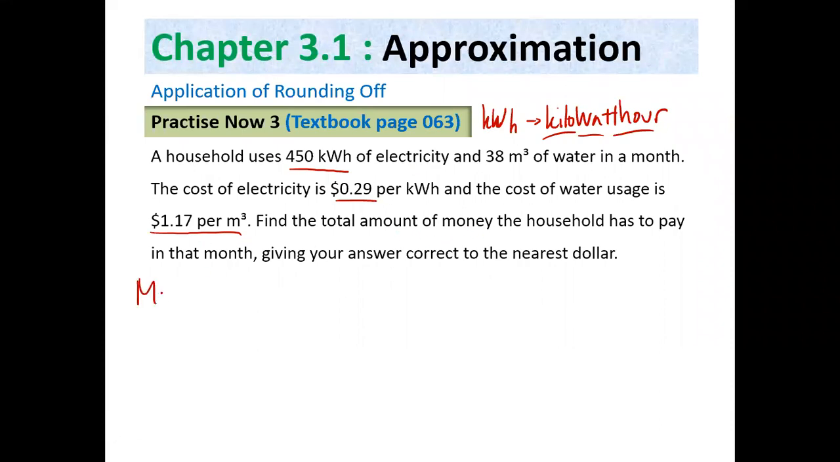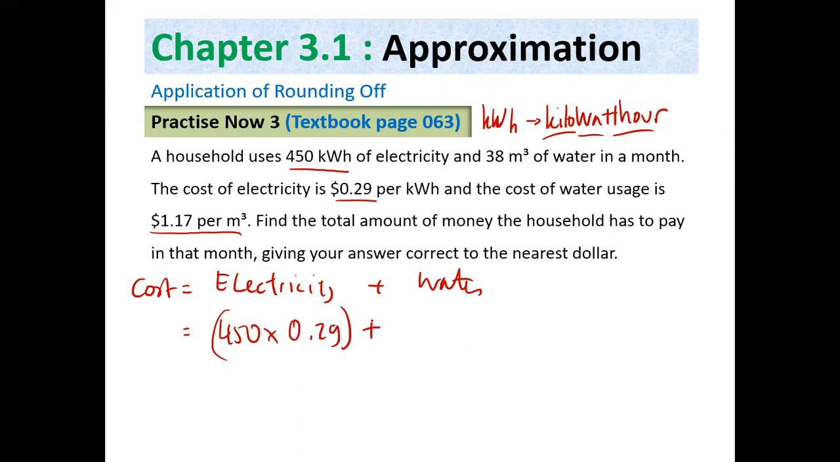Okay, very simple. So the money that he has to pay. Okay, wait, it's not money, so you don't have to write money here. So the cost, right? So the cost will be the electrical cost, electricity plus the water. Okay, so for electricity, 450 times 0.29, right? And then plus 38 meter cube times $1.17. So you may calculate the answer.